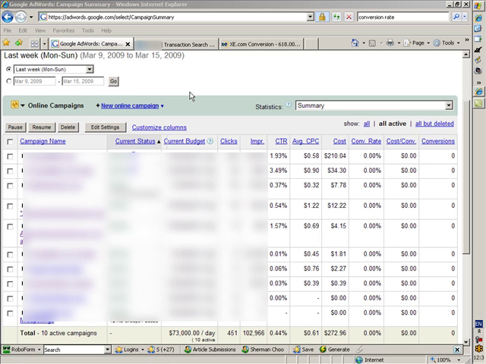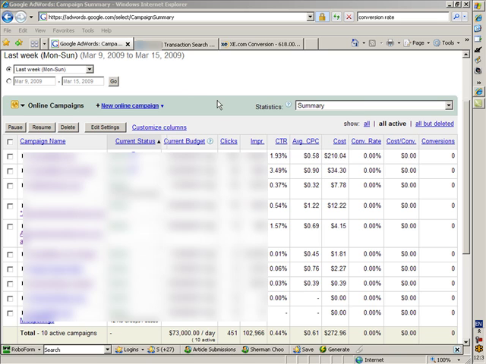Today we're going to talk a little bit about Google AdWords pay-per-click marketing, and I think that perhaps one of the best ways to illustrate how people make money with pay-per-click marketing is to show you a live pay-per-click marketing campaign that I'm currently running with one Google AdWords account and one ClickBank account.